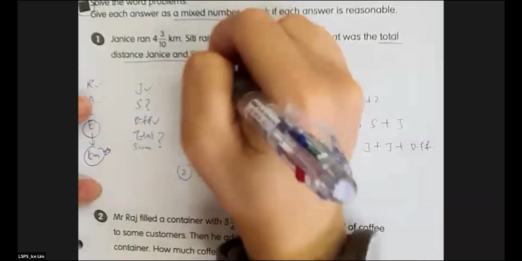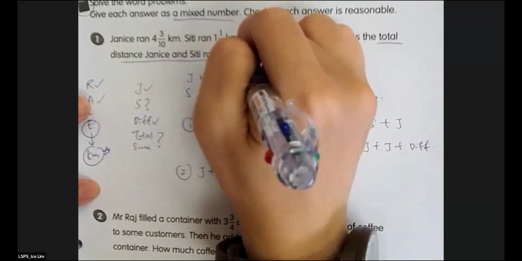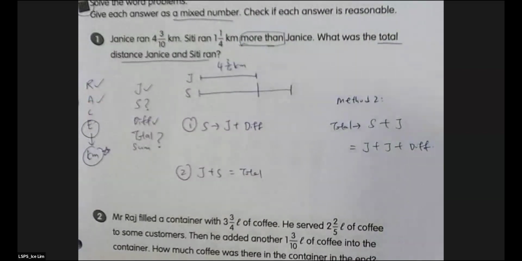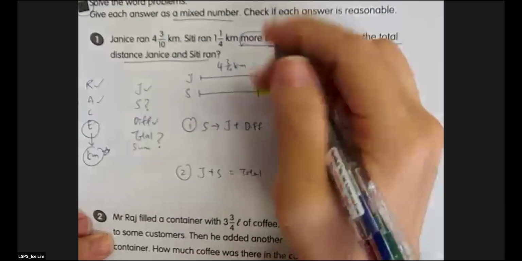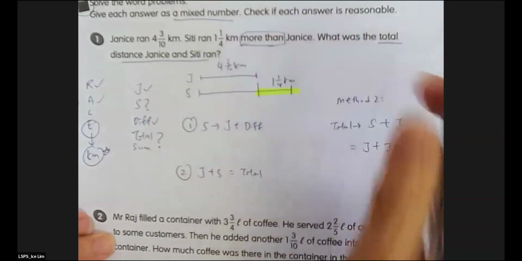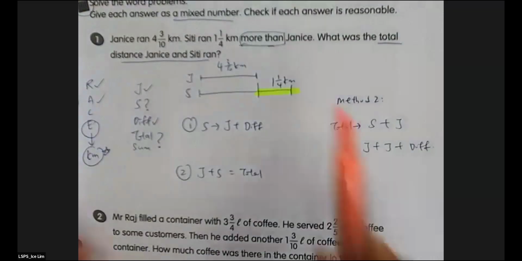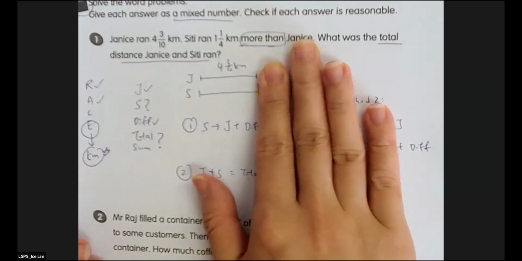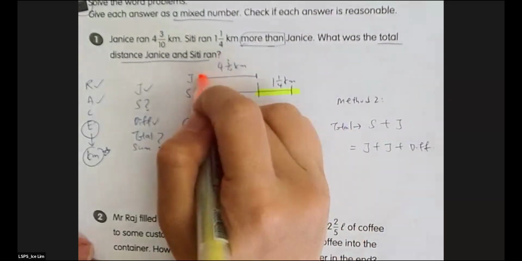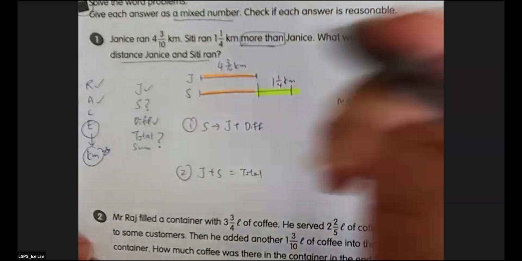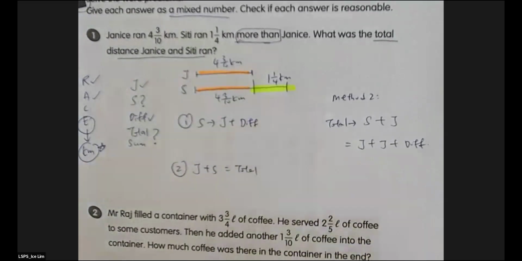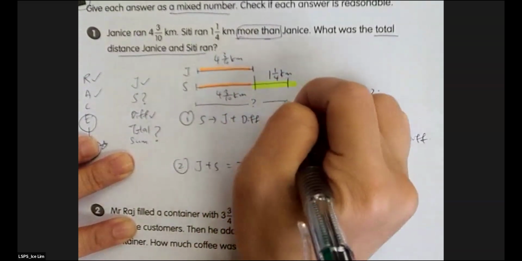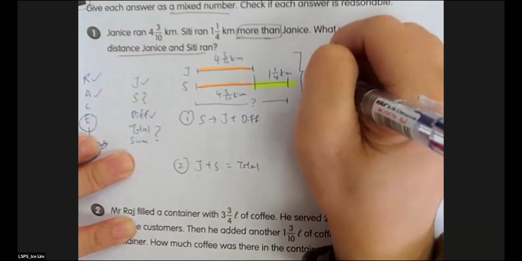So what does this look like? Janice is 4 and 3/10 kilometers. The difference is here. Siti ran more. How much more? 1 and 1/4 kilometers more. So in other words, if without this extra part, they are the same. So meaning this over here should also be 4 and 3/10 kilometers. So step 1 is this. Step 2 is this.